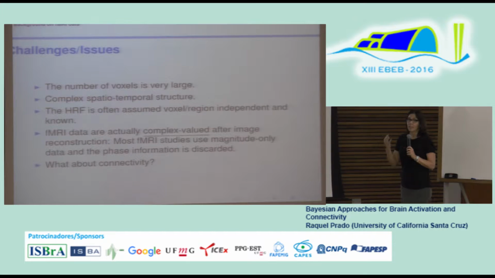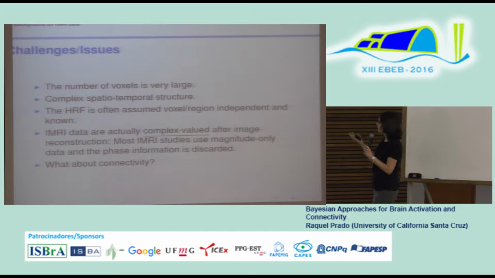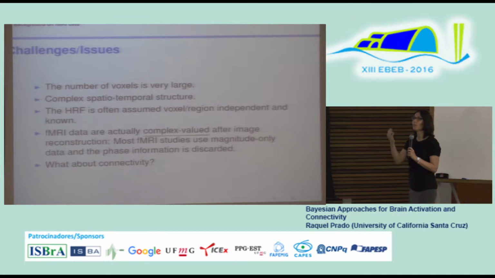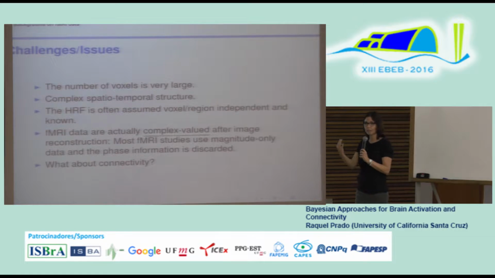There are many challenges and many questions to answer, as I said before. The number of voxels is very large. These are huge images, and when you're trying to detect activation, you have to think about issues like multiple testing and all these other things. They have a very complex spatiotemporal structure. Temporally, the image at time t is related to what happened at time t minus 1, okay? And also, the brain regions are related, right? So there are lots of different, very complex models.